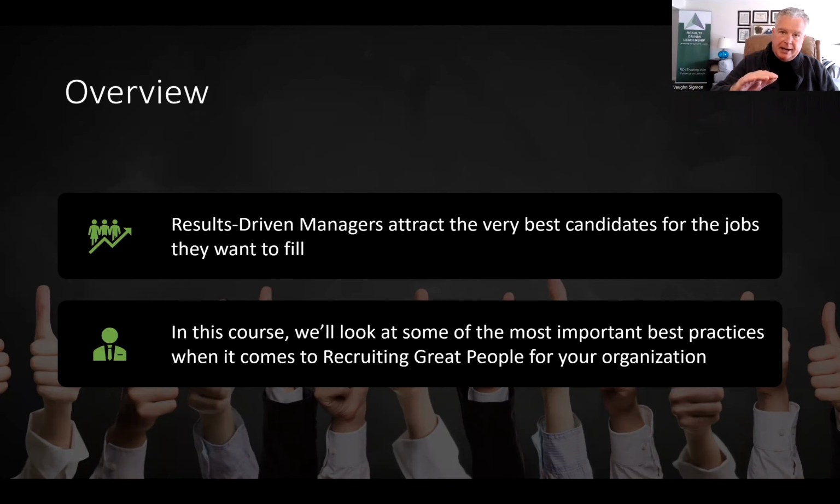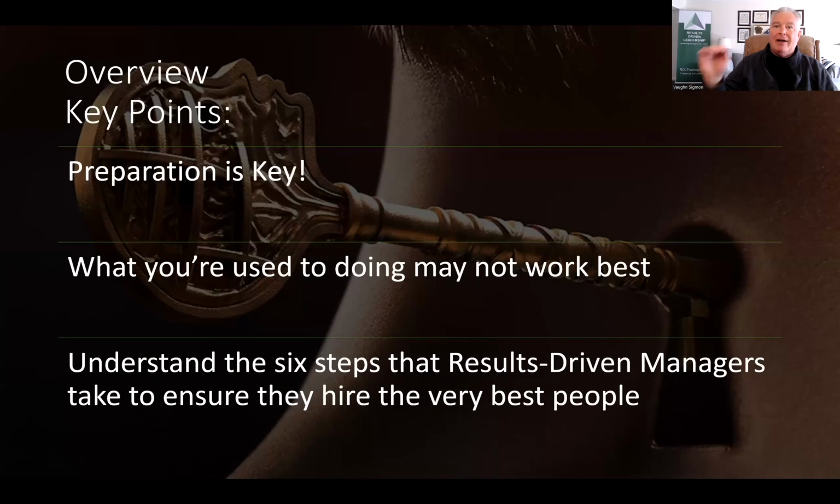In order to get the best candidates, you have to have the best processes. And you want to make sure that you've gone through some of the mental exercises we're going to share with you as part of this course to be prepared to look for exactly the individuals you're looking for, and to be able to post that information into a job ad that attracts those individuals to you. So we're going to look at some of the most important best practices when it comes to recruiting the best staff ever. Some of the key points: preparation.